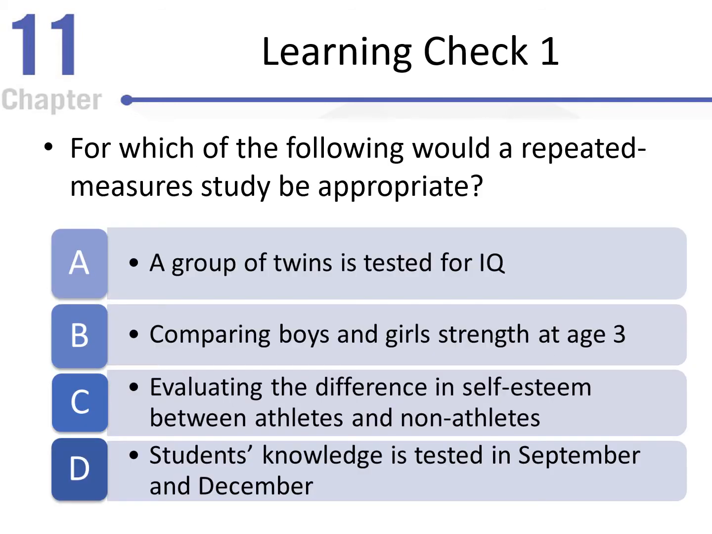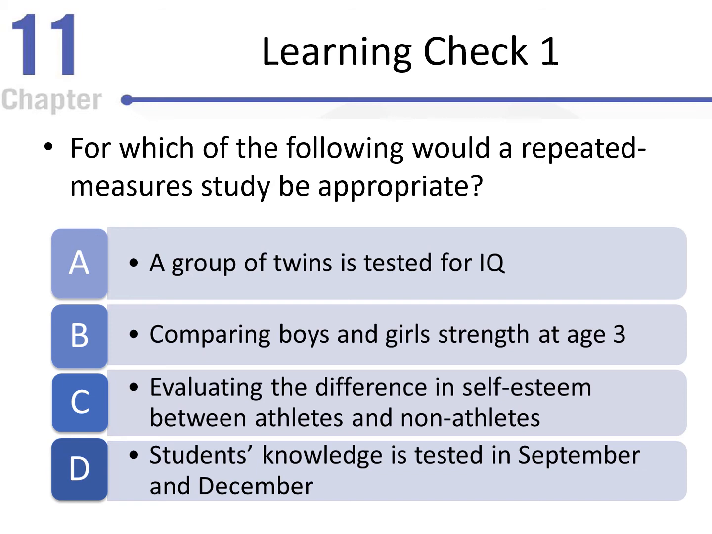Let's look at when it's appropriate to use a repeated measures design. So A, a group of twins is tested for IQ. Well, those are two different people. They're related. You can even say that could be considered paired samples tests, which we'll talk about briefly afterwards. But it's definitely not repeated measures, because repeated measures means you need to have the same person in both conditions. So A is not good.